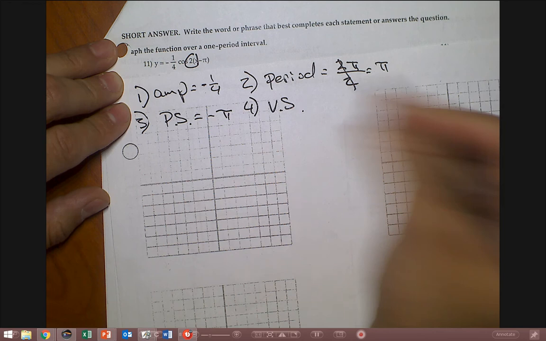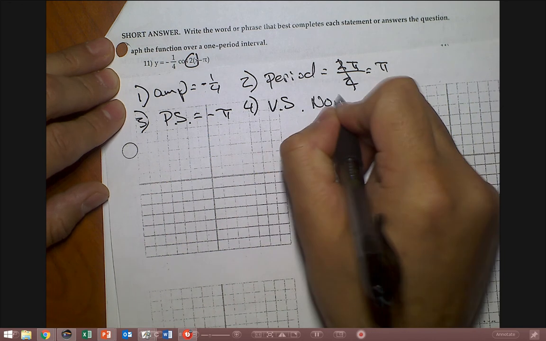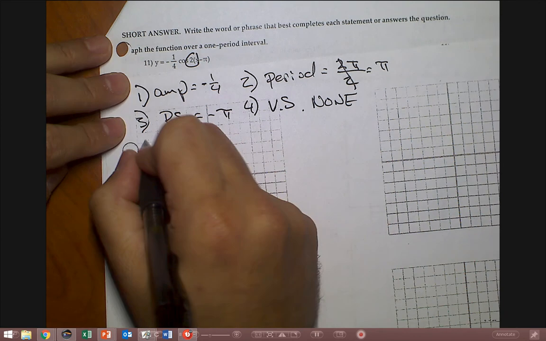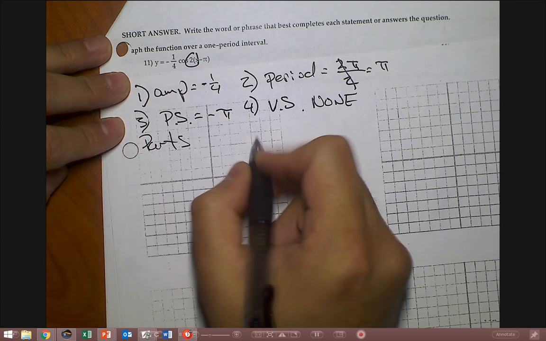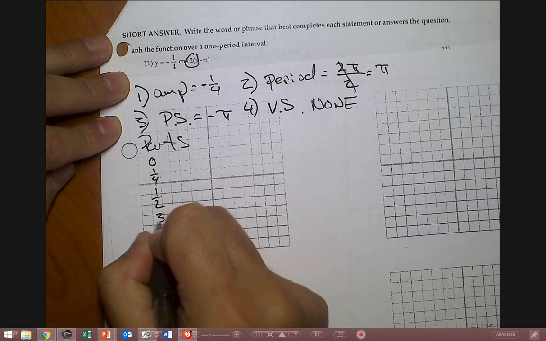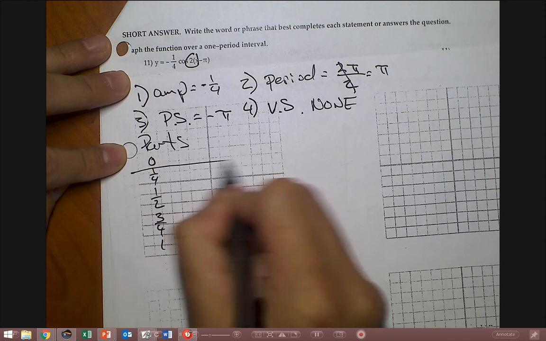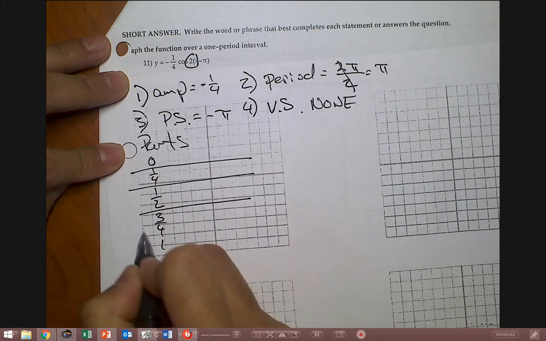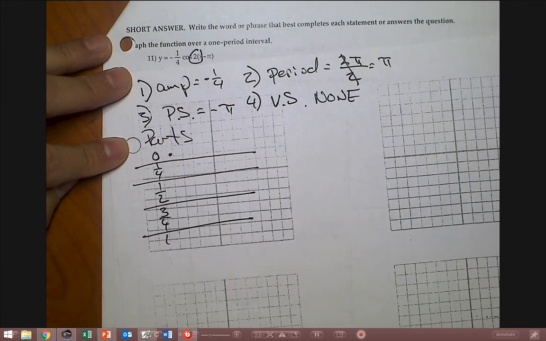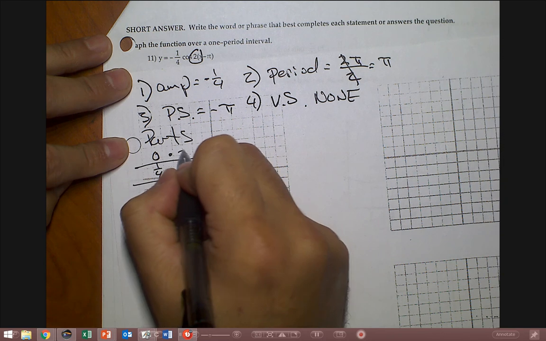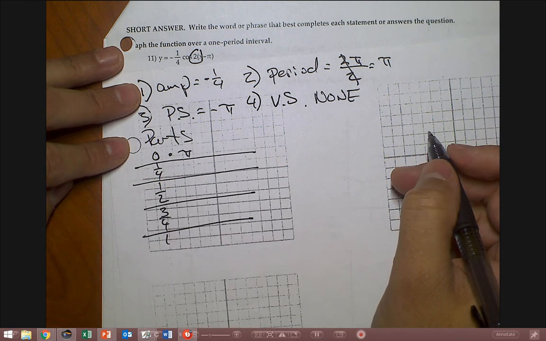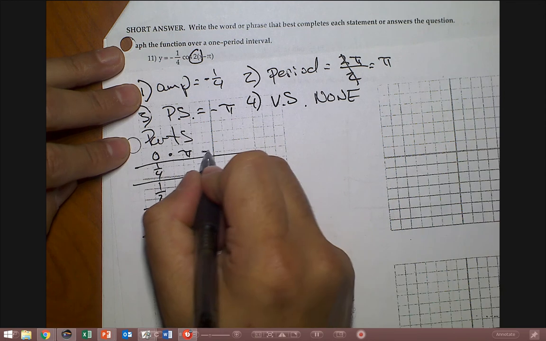What's my vertical shift? What goes after that? Parts. So my parts, 0, quarter, half, 3/4, and 1. Okay, what do I multiply this by? Pi. And then what do I do? Minus my phase shift.